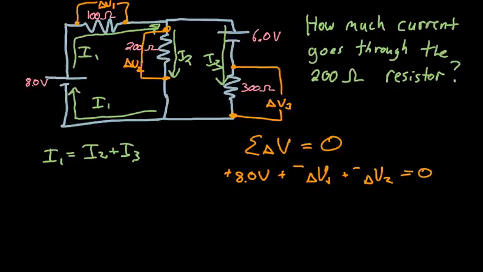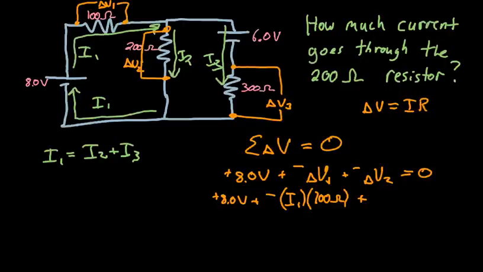Now, I don't know delta V1 or delta V2, but I do have Ohm's law, which can be written as delta V equals I times R. And I know the resistance for each of those 2 components, so we might find it more useful to write this out as still plus 8.0 volts to start with, and then minus, instead of delta V, I times R, but it's got to be the current through that resistor and the resistance of that resistor. So this would be the current there is I1, and the resistance of that is 100 ohms. And then same thing over here, just a negative. The current through that 200 ohm resistor, that's I2, and the resistance is 200 ohms. It has to add up to 0.